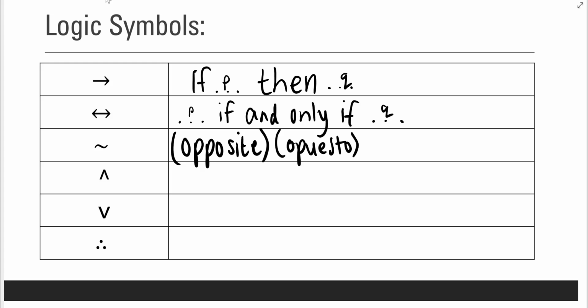So that's the Spanish. The next symbol means and.